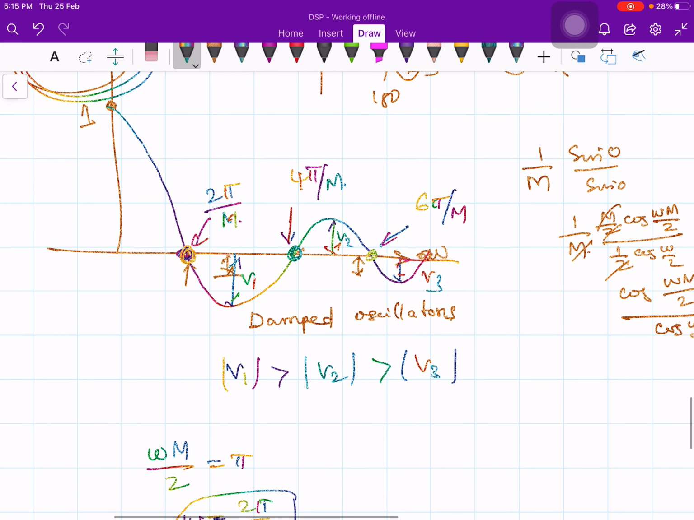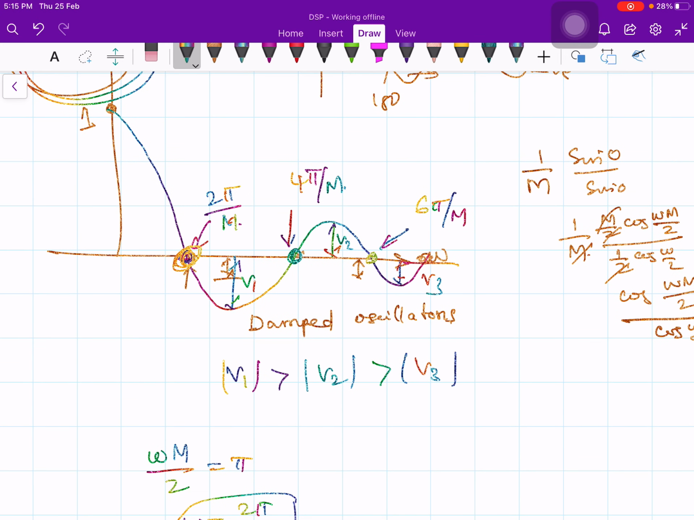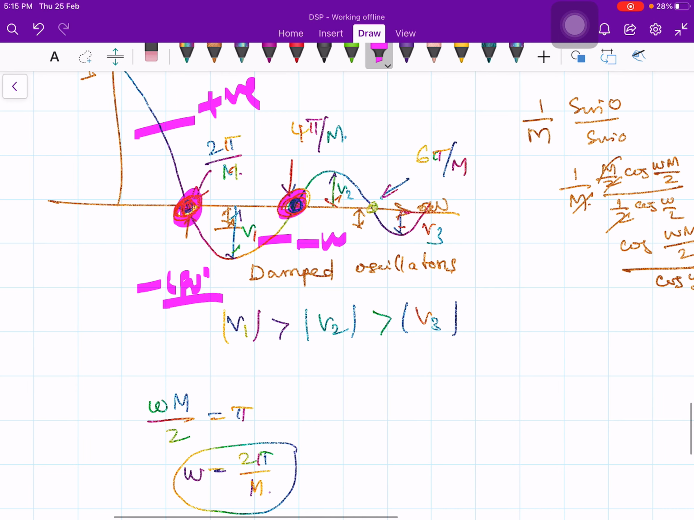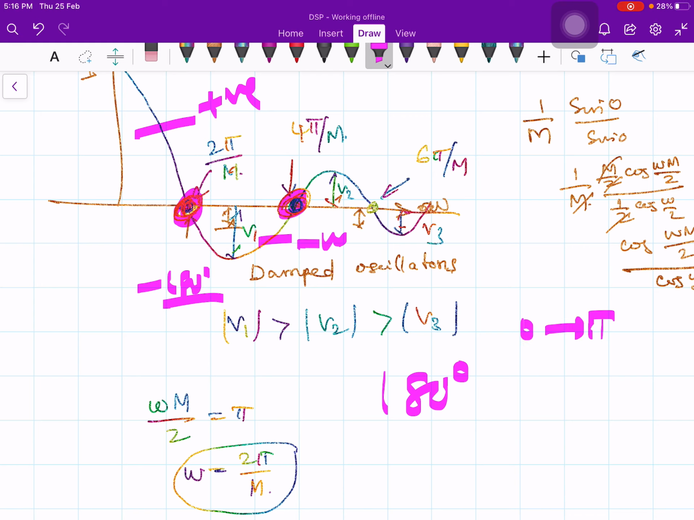And in between this point and this point, the angle would be what? Negative. Here it is positive and here it is negative. How much? Minus 180 degrees. So at every such transition, the phase will change by how much? 180 degrees. When 0 to pi, it's positive, pi to 2 pi, it is negative, 2 pi to 3 pi, it is positive, and so on and so forth.